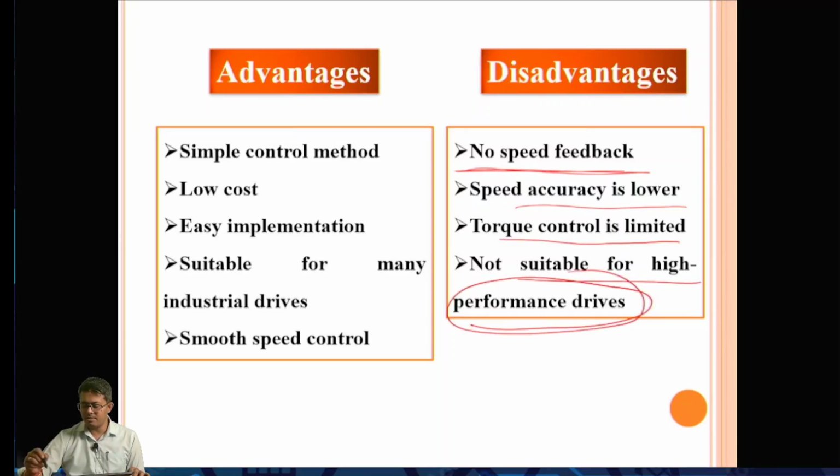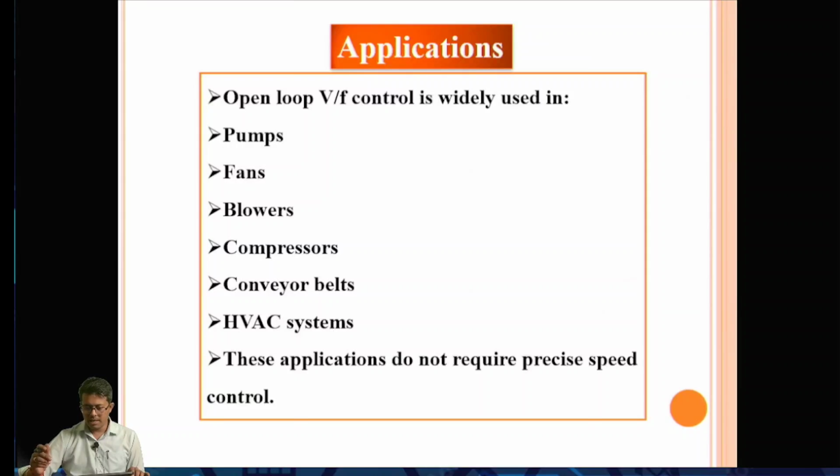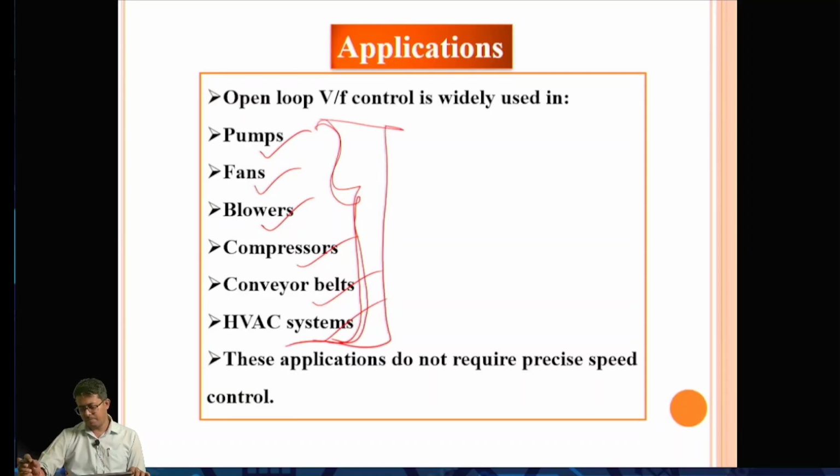Now we'll see the applications, where that much accuracy is not required. In that type of drive we can use this open loop control. Open loop control is mainly used in pumps, fans, blowers, compressors, conveyor belts, HVAC systems. In all these systems, if we don't maintain precise control, that is also okay. That's why we can use open loop control in this type of drive only. These applications do not require any precise speed control.